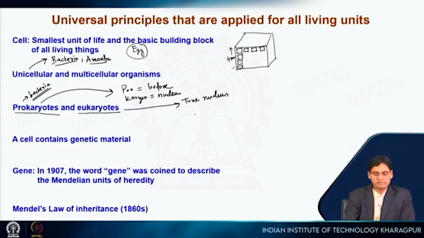And after some time, the nomenclature of gene came into place. In 1907, the word gene was coined to describe the Mendelian units of heredity. That is true, but still I would say that at that time it was not known whether the information in this gene is present in DNA or in protein, where it is present, and how it works. We were not aware during that time.